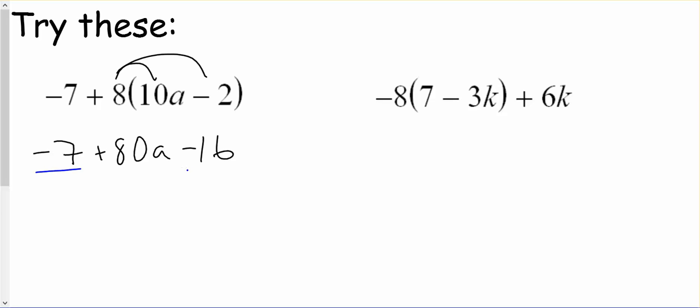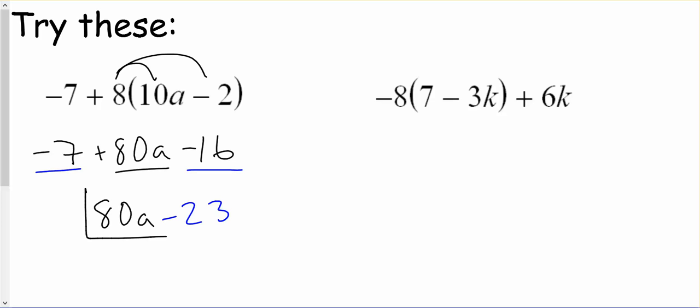So -7 and -16. Remember, when we have the same sign and we're adding and subtracting, which we're doing, we're going to add the numbers together and keep the sign. So -7 and -16 makes -23. We could keep our 80a, and now we're in standard form because we're going highest exponent to lowest exponent. This one doesn't have an exponent.